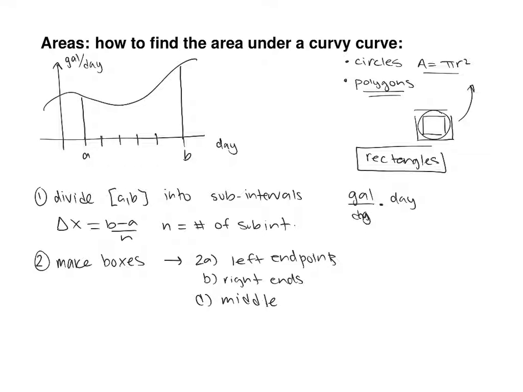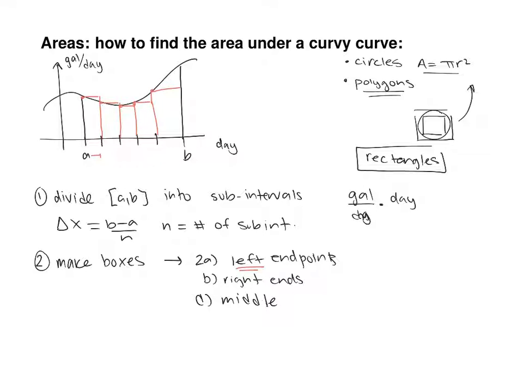So here's what those would look like. Just color code them. Left endpoints means on that little subinterval, plug in the left point, make a box. Then you can find the area of all those boxes: length times width, length times width, length times width, length times width, right? And then add them all together. That would be a left endpoint.